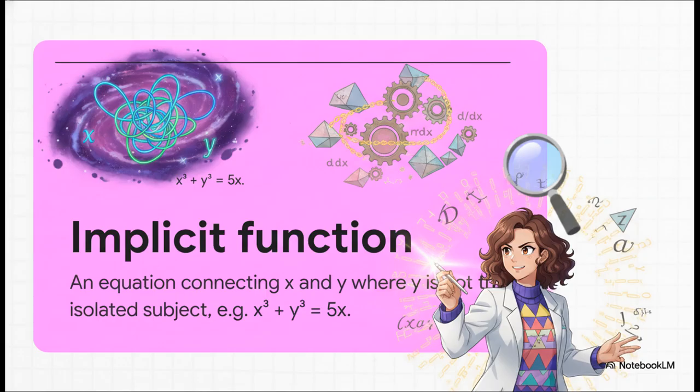But as we know, the universe is rarely that neat. An implicit function is what happens when y is not the subject. It gets all tangled up inside the equation with x. Like in the example, x cubed plus y cubed equals 5x. When you run into this, don't even waste your time trying to untangle it to isolate y. We just differentiate both sides of the equation exactly as they are, relying on the chain rule and product rule we just went over. Basically, we just embrace the tangle.